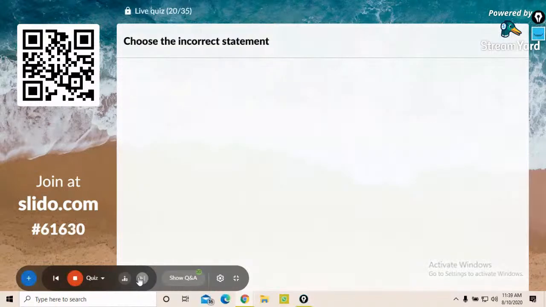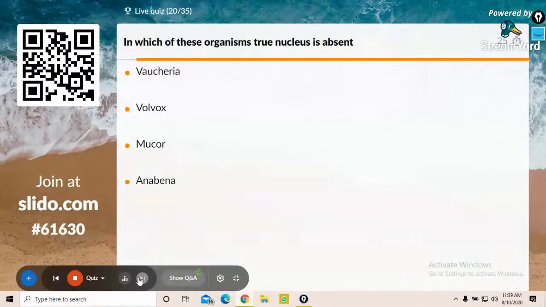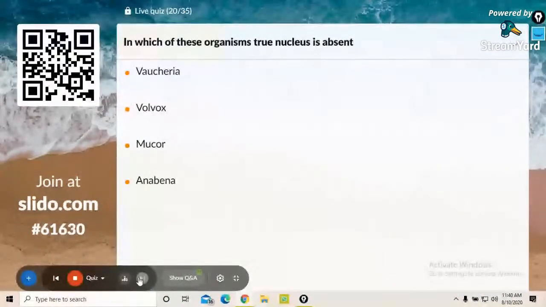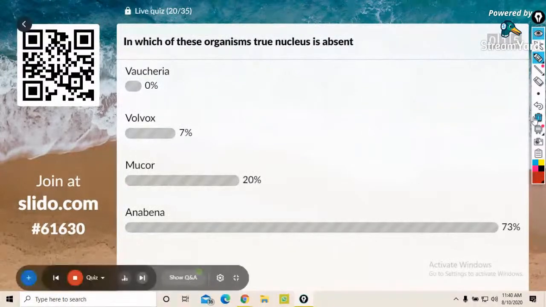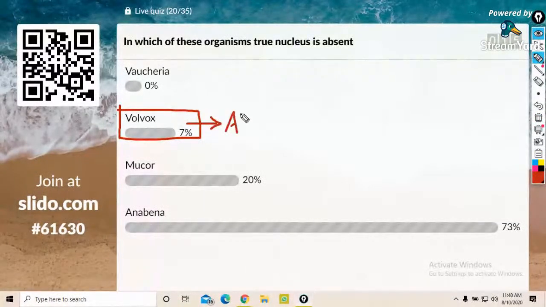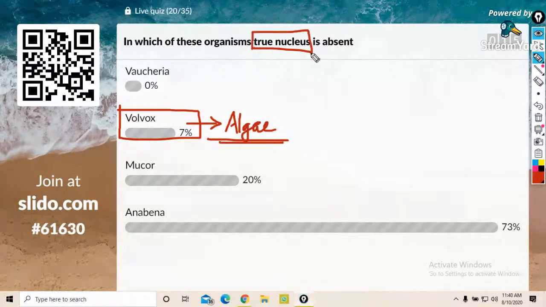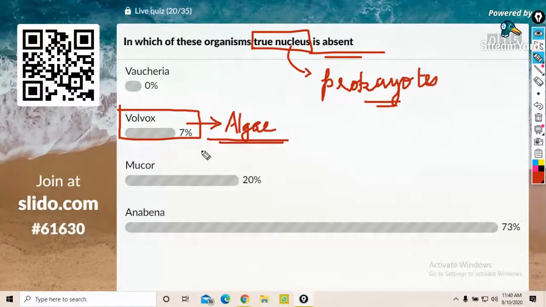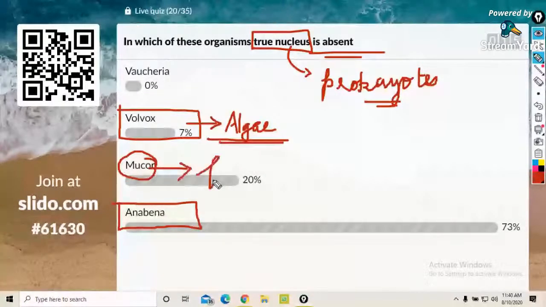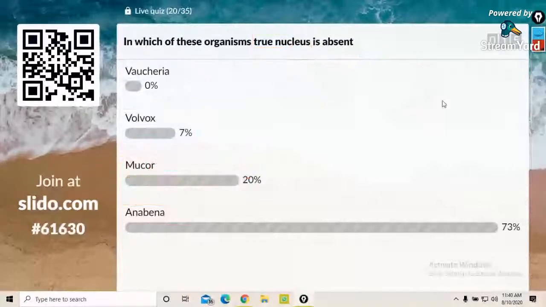20th question on the screen. In which of these organisms is a true nucleus absent? In another form, which of the following is a prokaryotic organism? Vaucheria, Volvox, Mucor, Anabaena. One of these four is a bacterium, while all others belong to other kingdoms. How can it be Volvox? Volvox comes under algae, which are eukaryotic. Mucor belongs to kingdom Fungi, absolutely eukaryotic. Anabaena is the correct answer.